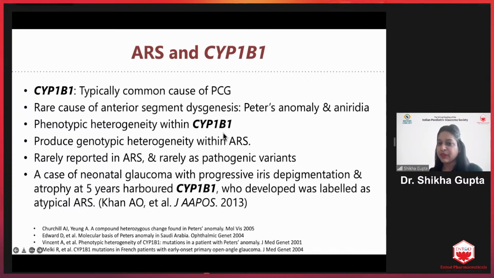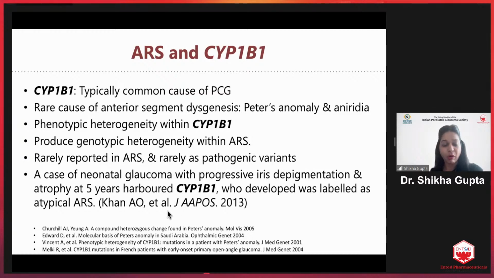So the CPAMD8 gene, we know that especially in our continent can produce a lot of phenotypic heterogeneity in terms of manifestation. Also, ARS is now supposed to be a result of a lot of genotypic heterogeneity, not only the major genes that we have seen so far. CPAMD8 can also be involved. CPAMD8 has been reported in ARS in heterozygous fashion, but rarely as a pathogenic variant.